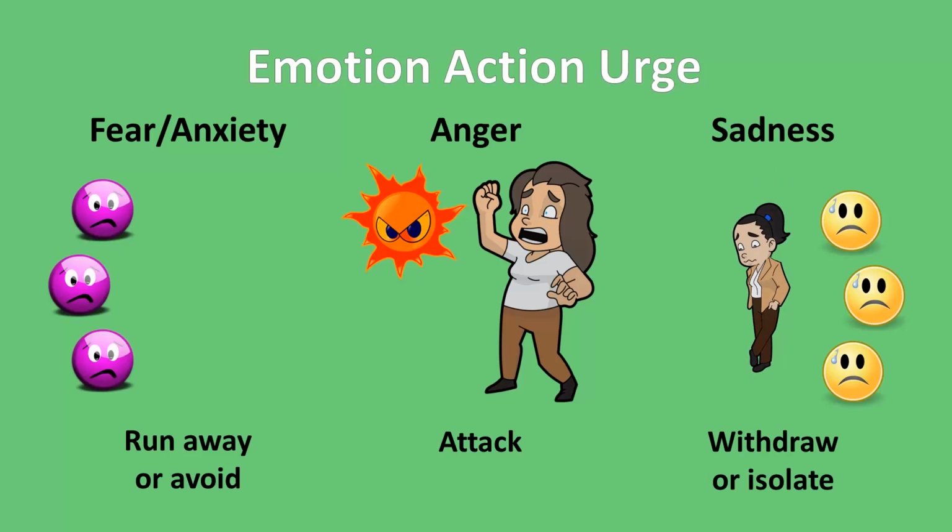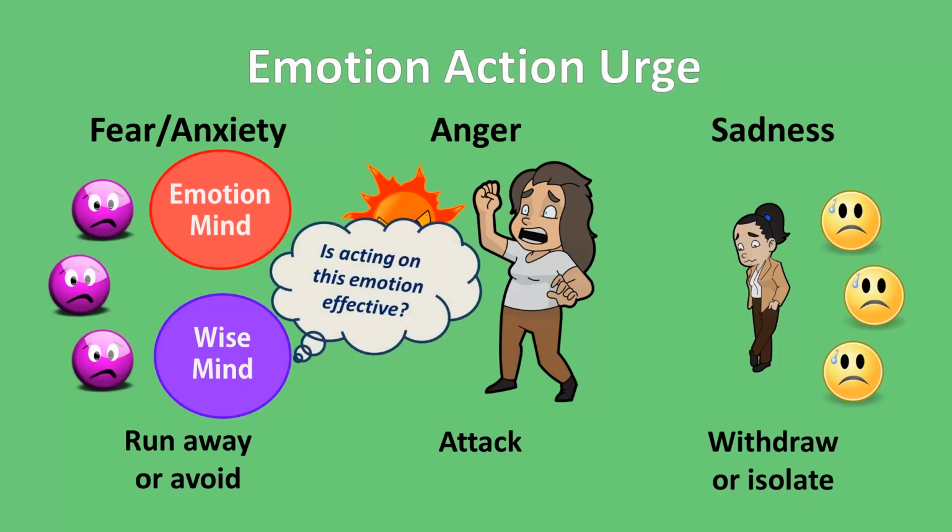And acting on this urge would be acting based on what we call emotion mind. It's our emotions that are driving our action. But before we act on this urge, we ask our wise mind if expressing or acting on this emotion is effective in this situation. Now, wise mind is a bit of a tricky concept.